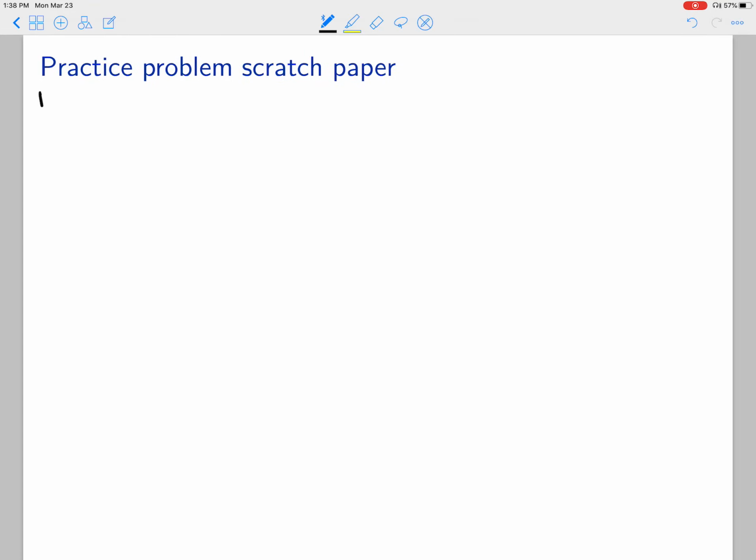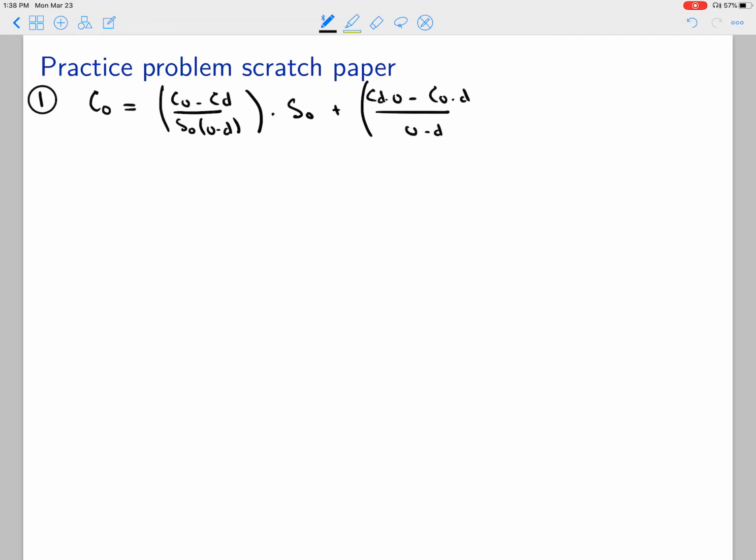Okay. So in part 1 of this problem, we're going to calculate the no arbitrage price. We know the formula for the no arbitrage price. It's going to be equal to the delta, (C_U minus C_D) over S0 times (U minus D), times S0, and then plus the beta, (C_D times U minus C_U times D) over (U minus D), times e to the negative r times t. Or this is just B0 here.